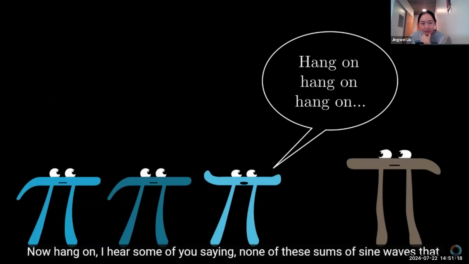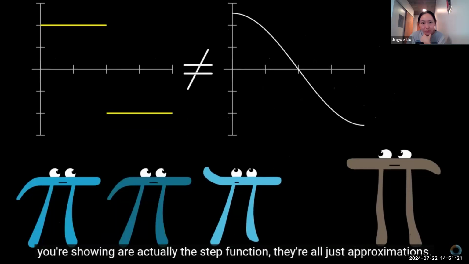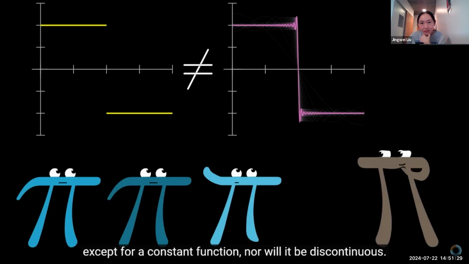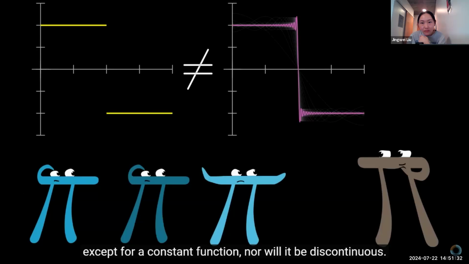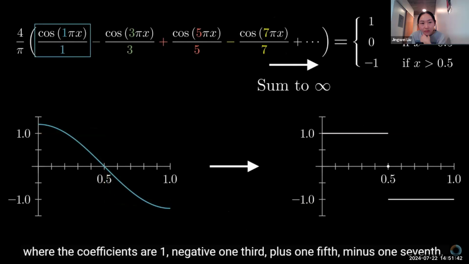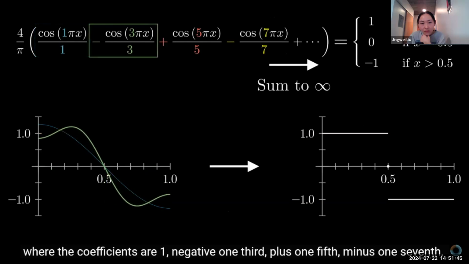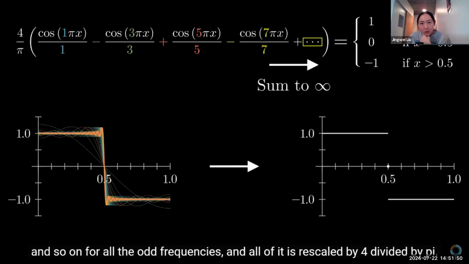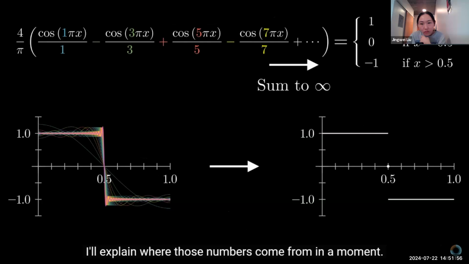Now hang on, I hear some of you saying, none of these sums of sine waves that you're showing are actually the step function. They're all just approximations. And it's true. Any finite sum of sine waves will never be perfectly flat, except for a constant function, nor will it be discontinuous. But Fourier thought more broadly, considering infinite sums. In the case of our step function, it turns out to be equal to this infinite sum, where the coefficients are 1, negative 1/3, plus 1/5, minus 1/7, and so on for all the odd frequencies, and all of it is rescaled by 4 divided by pi. I'll explain where those numbers come from in a moment.